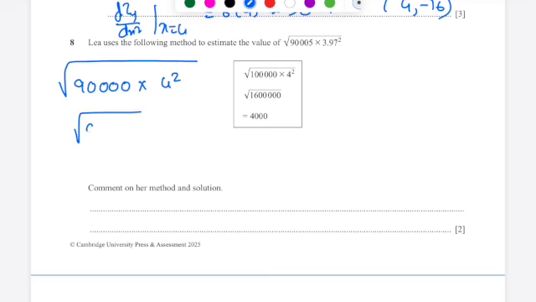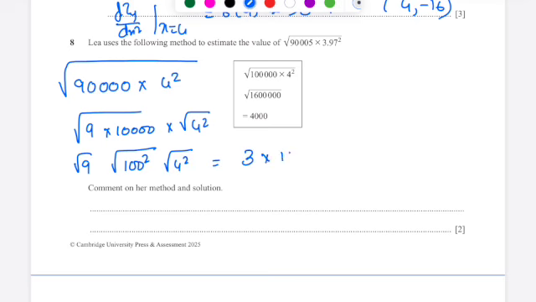90,000 can be written as square root of 9 times 10,000 times square root of 4 squared. Square root of 9 is 3, square root of 10,000 is 100, and square root of 4 squared is 4, which is going to be 3 times 100 times 4, which is 1200. The answer is going to be 1200.